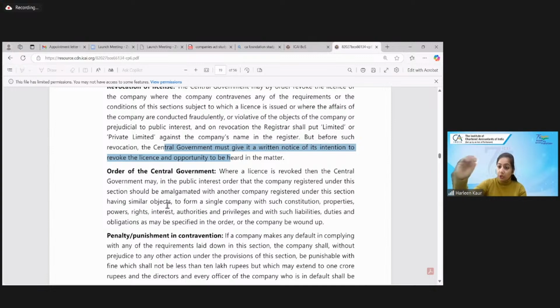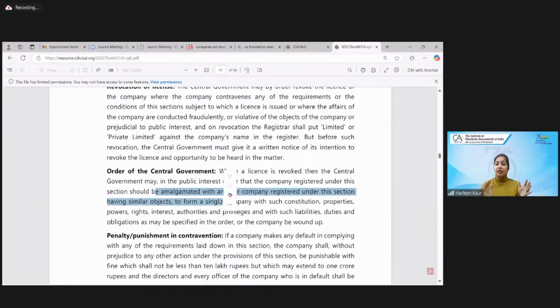You will be converted. If you want to say something in lieu of that, you can come and speak. Opportunity of being heard, matlab sunwai ka mauka dena. They will be sending them a notice, and an opportunity will be given to them to speak. Central government's order will be a final order. They can either ask them to amalgamate themselves.